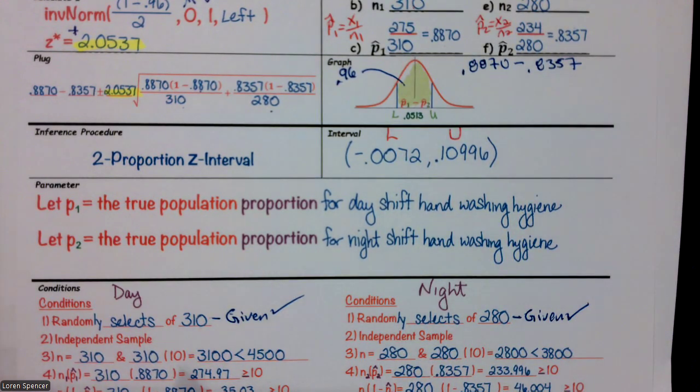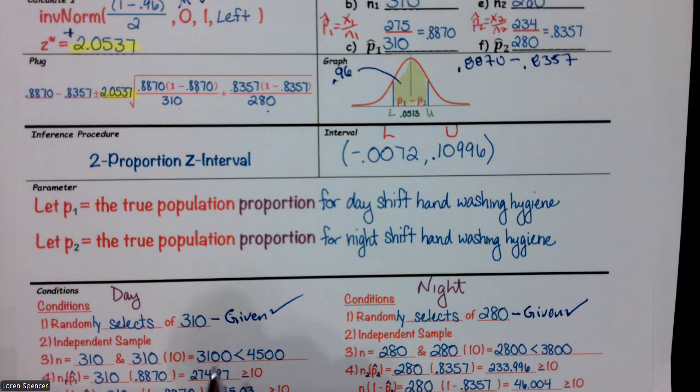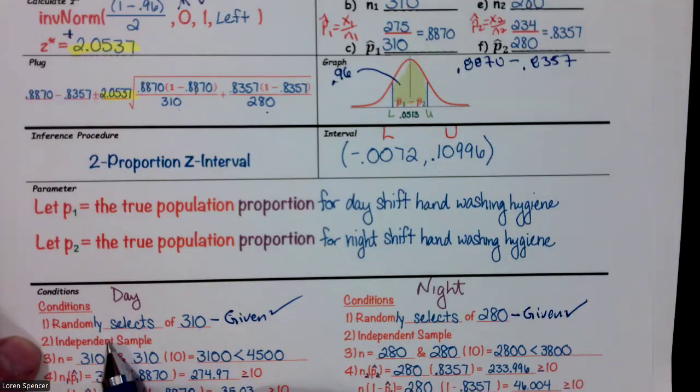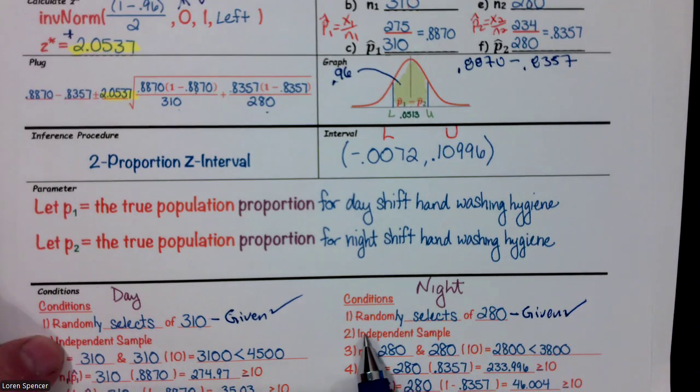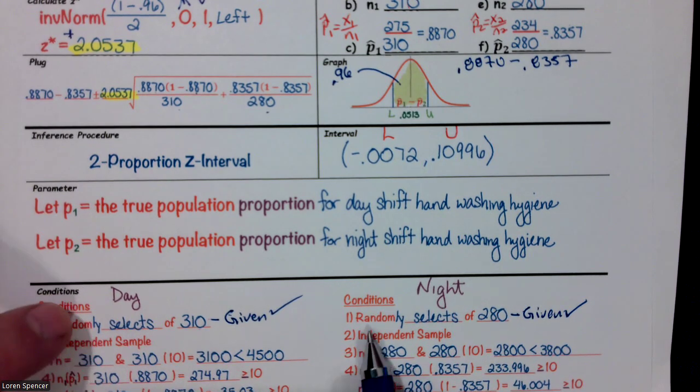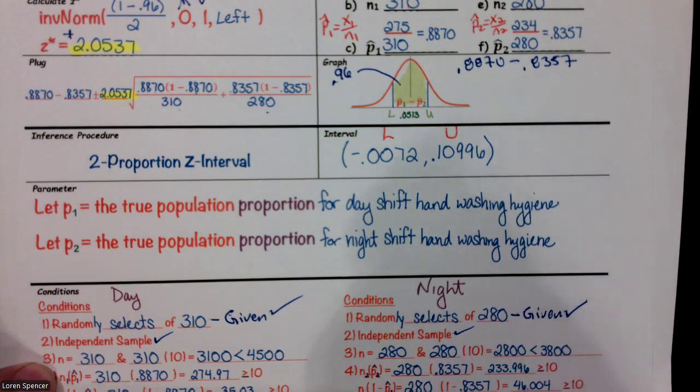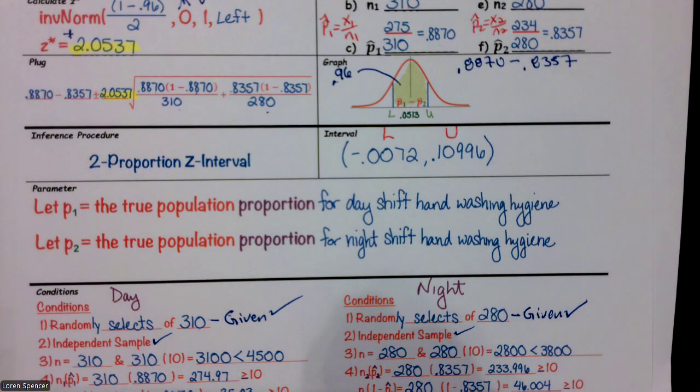Okay, we need to make sure we have independent random samples. So every single time we have two independent random samples, whether you label it as two or just include it as the first one, you need to make sure that you include the independent sample, because we have two independent samples.